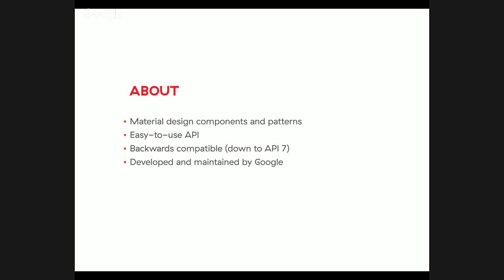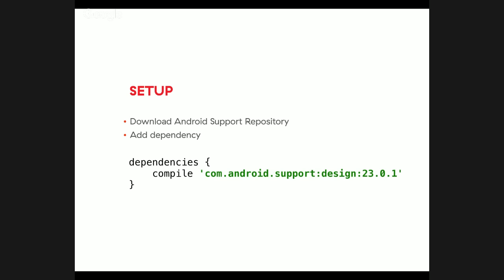The API itself is pretty easy to use, and it's backwards compatible all the way up to API level 7, which is Android 2.1. All you have to do is paste this line of code into your application's build.gradle file, assuming that you're using any other Android support library like v4, v7, AppCompat, RecyclerView, CardView, anything like that. If you aren't using any Android support library, you should also download the Android Support Repository.